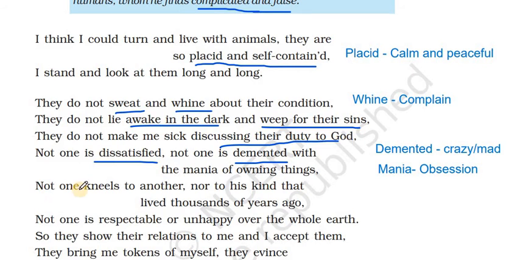That's what he says. Not one kneels to another, not to his kind that lived thousands of years ago. So he says the animals don't kneel to others, they don't bend and touch the feet of others, nor to his kind that lived thousands of years ago. They never bend their knees or pray to their ancestors. But we humans do that, right? We keep our ancestors' photos, we worship them on a yearly basis, on certain days of the year. So he says the animals don't do that.